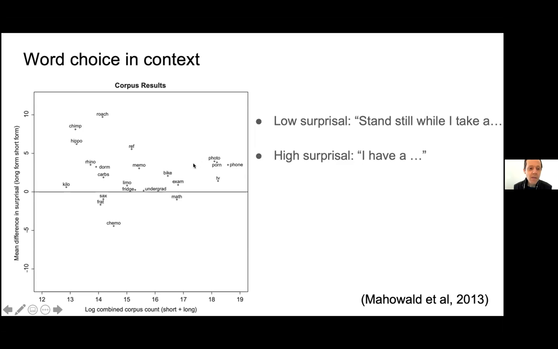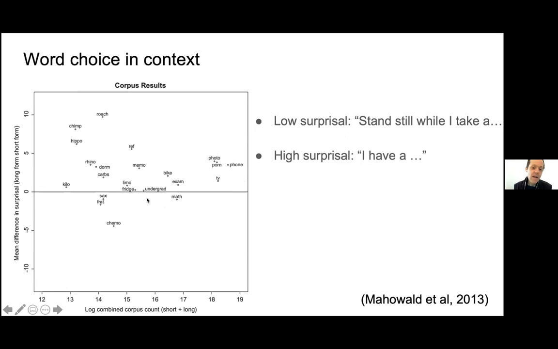So if we pick one example here, like photo. This study looked at pairs such as photo, photograph, info, information, and looked at different sorts of contexts where those forms appeared. So if we think about photo, a low surprisal context for the concept of a photograph would be something like "stand still while I take a." So after hearing that, it's pretty obvious what's going to come next. But in a sentence like "I have a photo," after the "I have a" part, you'd still be relatively uncertain about what's going to happen next.